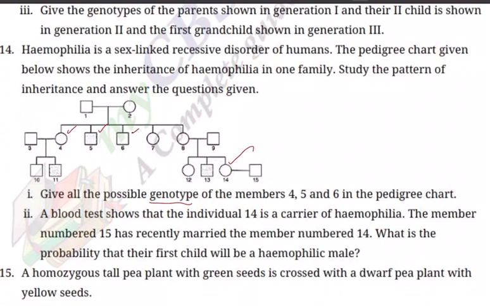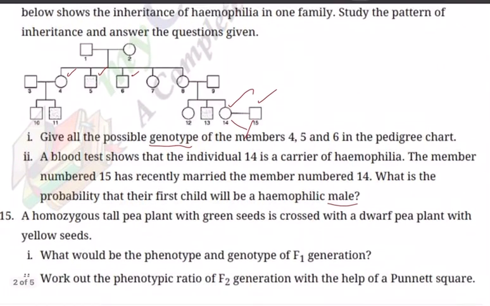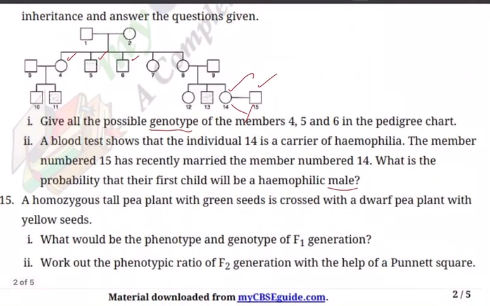A blood test shows that individual 14 is a carrier of hemophilia. The member numbered 15 has recently married the member numbered 14. What is the probability of their first child being hemophilic, or is it a male? Hemophilic male. So the combination of these two, that is what.